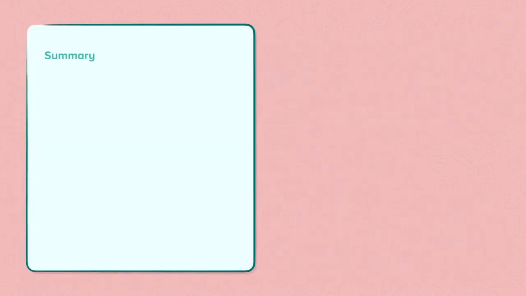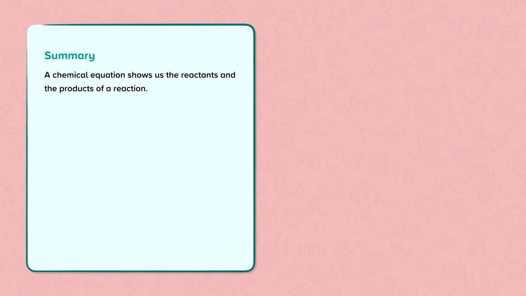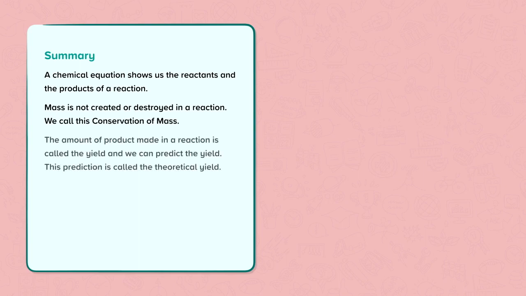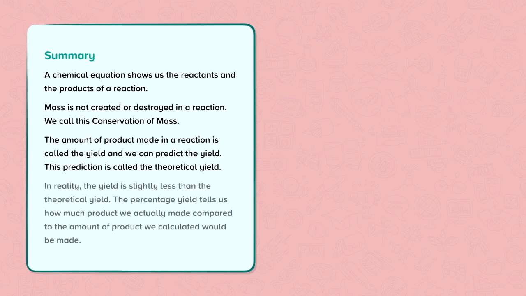To summarise, a chemical equation shows us the reactants and the products of a reaction. Mass is not created or destroyed in a reaction. We call this conservation of mass. The amount of product made in a reaction is called the yield, and we can predict the yield. This prediction is called the theoretical yield. In reality, the yield is slightly less than the theoretical yield. The percentage yield tells us how much product we actually made compared to the amount of product we calculated would be made.